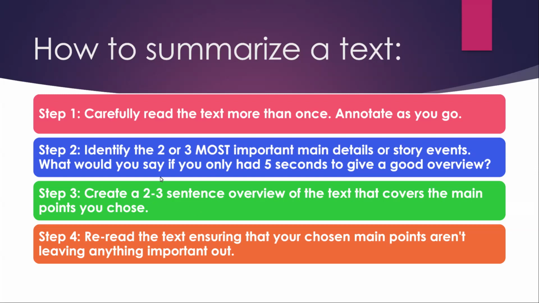And then to create a summary, now that you have those 2 or 3 main points, now just create a 2 or 3 sentence overview of the text. Make sure it covers the main points and doesn't leave any huge details out. And it's hard because a lot of students have specific details and they don't want to leave those details out, but you have to decide whether that detail is a main detail or a supporting detail, right? And then just read back over the text and ensure that your summary actually does summarize the text appropriately.